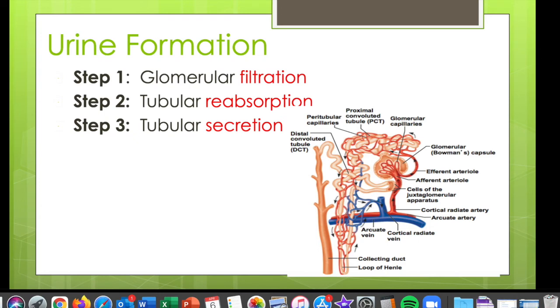With urine formation, there are several steps. So first, our step is glomerular filtration. Step 2 is tubular reabsorption, because you're going to reabsorb the things that you need. And then the final step is tubular secretion.